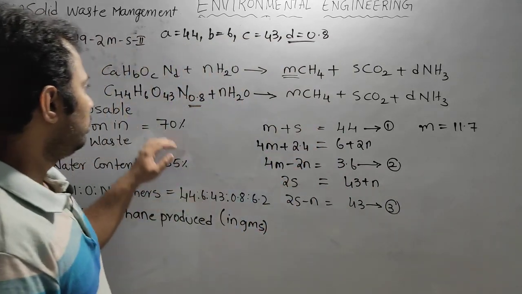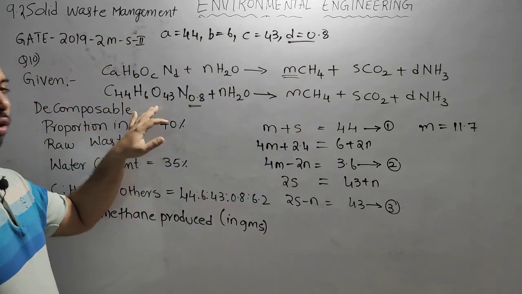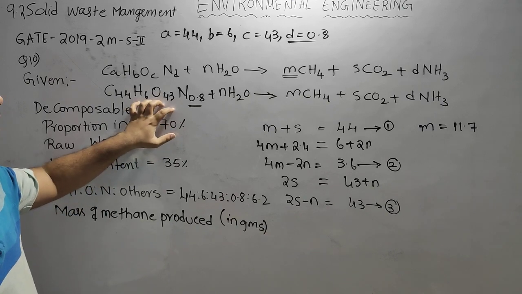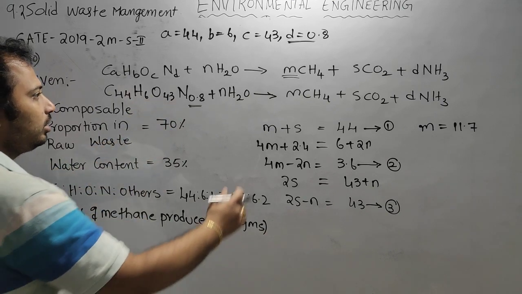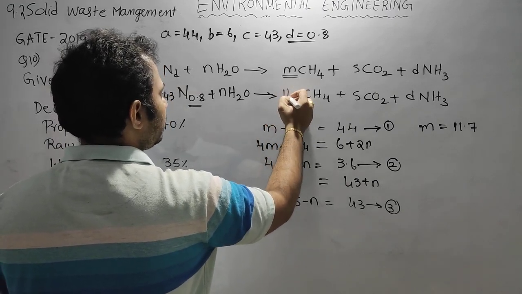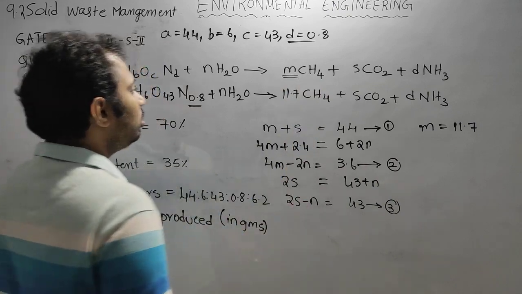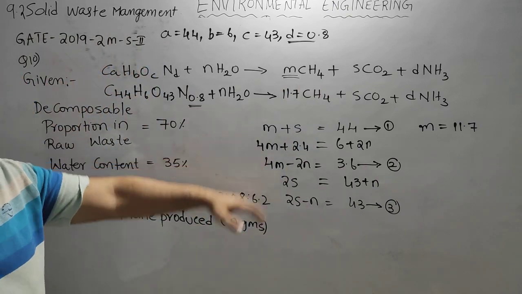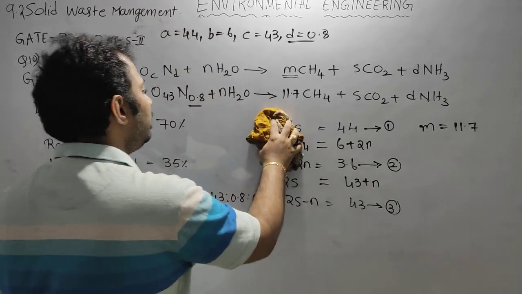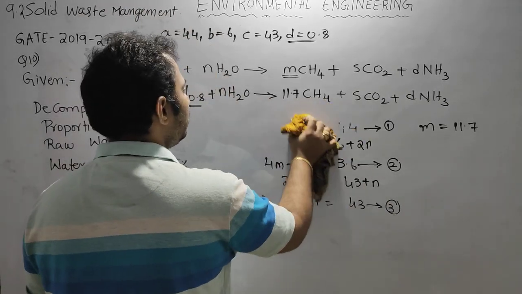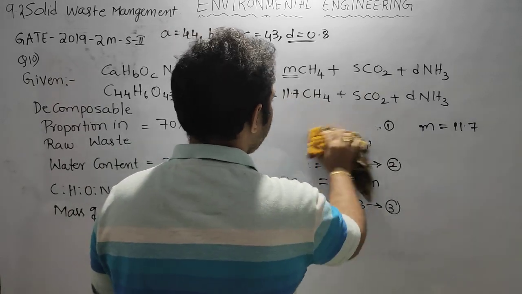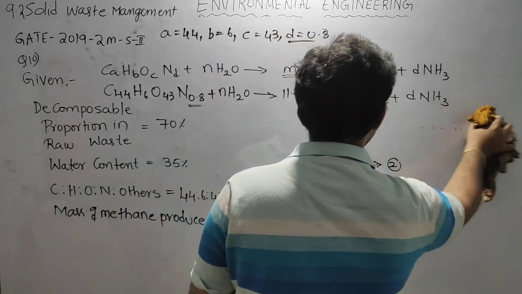So what is the molecular weight of this now? For this molecular weight, how much methane is coming? The methane which is coming is 11.7. So now the equations part is over. We have found the amount of methane that is being produced. Now it is in moles, we want it in grams. So let us find how much grams are coming now.